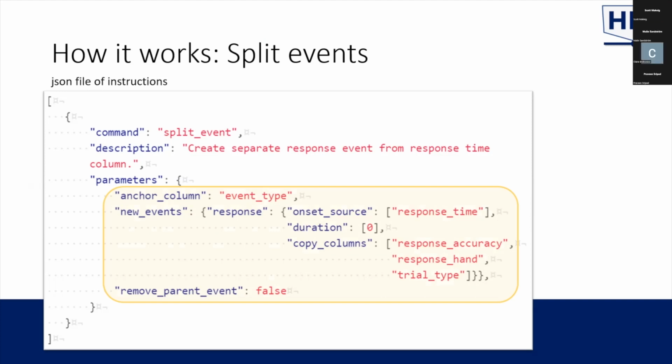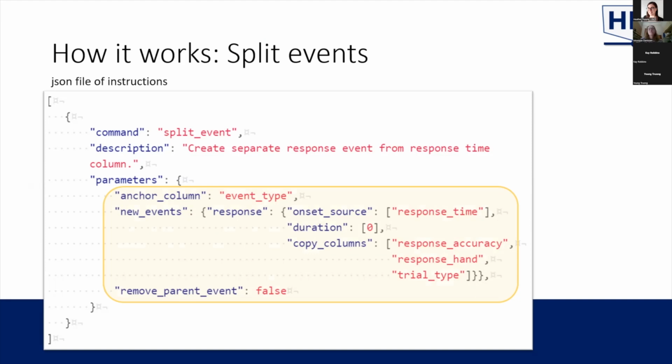The second thing to specify is the duration of the new event. In this case, we're going to make it 0. This is appropriate practice in fMRI modeling because these events are going to be modeled as very short. We don't know what the duration of the response is. We only know when the participant pressed the button. So this is just a way to model it. But of course, it's not really how long the response took.